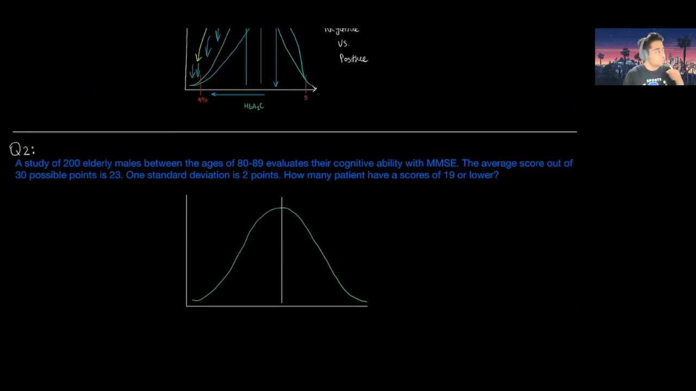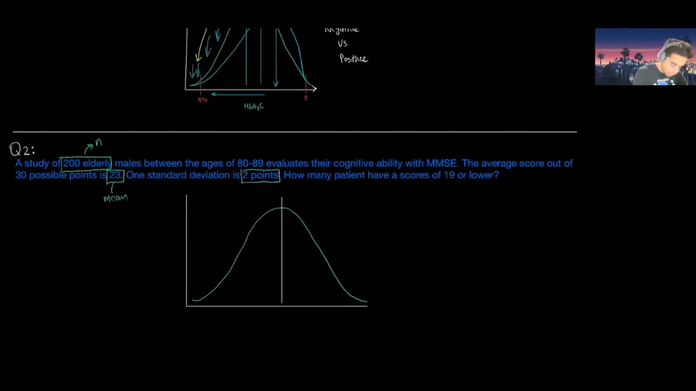That's the mean, with one standard deviation being 2 points, and the question is how many patients have a score of 19 or lower. So let's interpret everything that's being tossed at us, because it is important, and there are a lot of things that they've explained here. 200 elderly tells you your N right off the bat. Now, their age is given. I don't know if we need that yet, but then what we do get is the average score, which is your mean right off the bat. You don't have to think too hard for that one. And standard deviation is given.